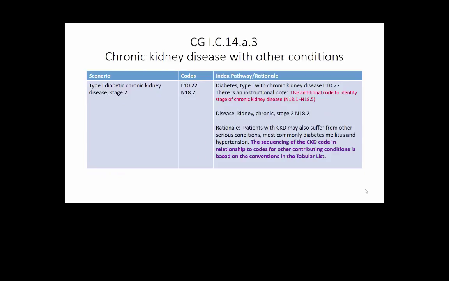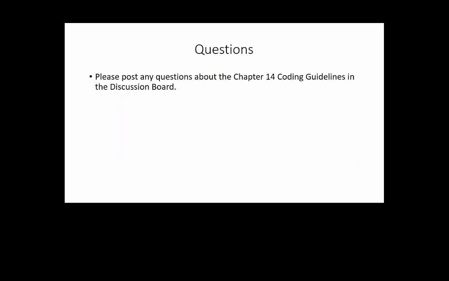And when you have chronic kidney disease with other conditions, for example, diabetes, it's not uncommon to see those together. The scenario given is a type 1 diabetic with chronic kidney disease, stage 2. And we would code the diabetes first, and then the chronic kidney disease second. The sequencing of the code in relationship to codes for other conditions is based on the conventions in the tabular. And the tabular tells us that the diabetes code would be first, with that instructional note that says use additional code to identify the stage of the chronic kidney disease. Many times the guidelines will tell us how to sequence our codes.